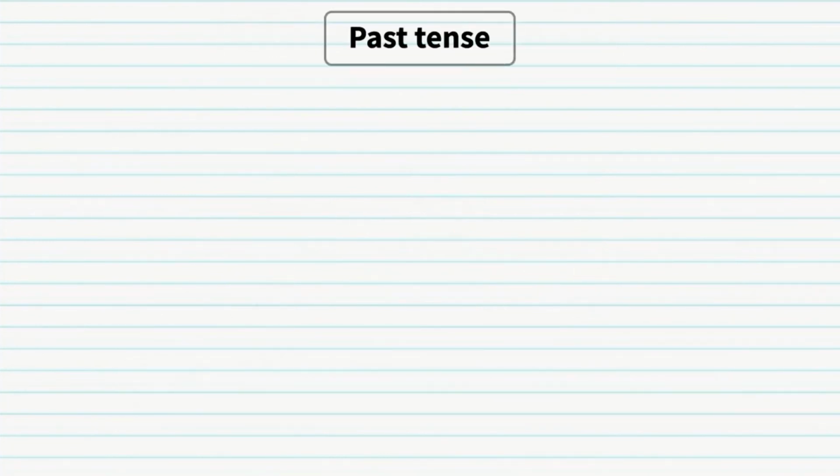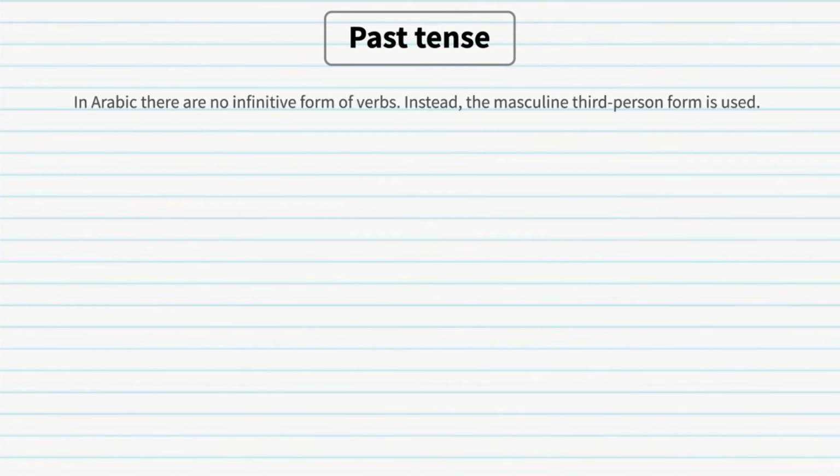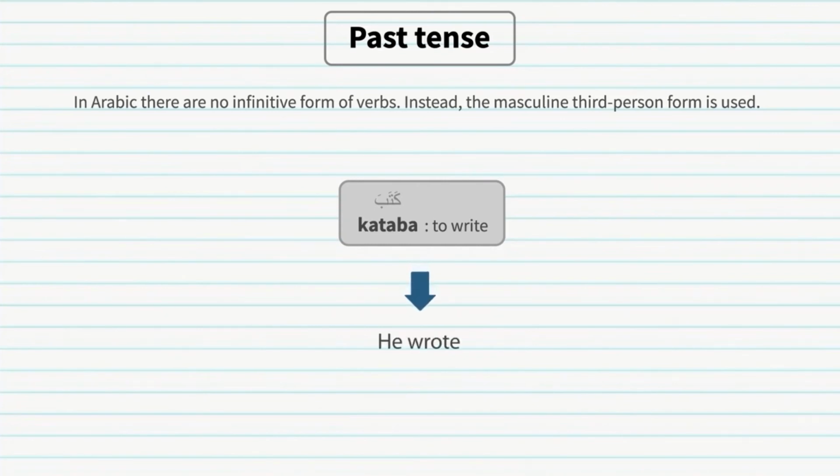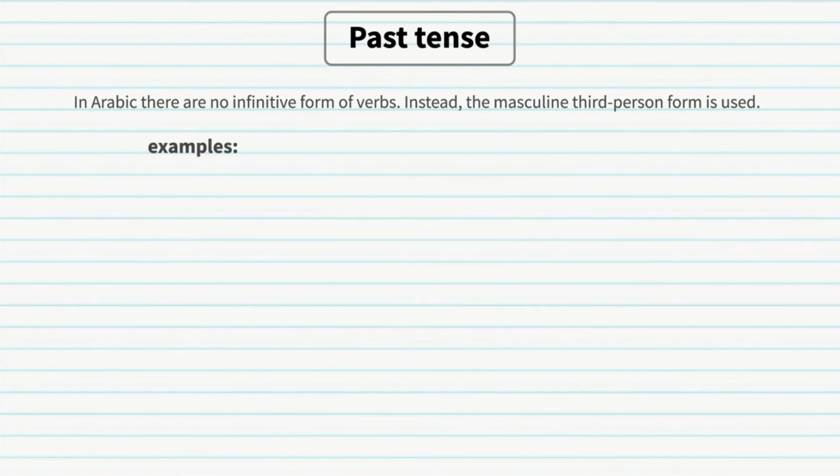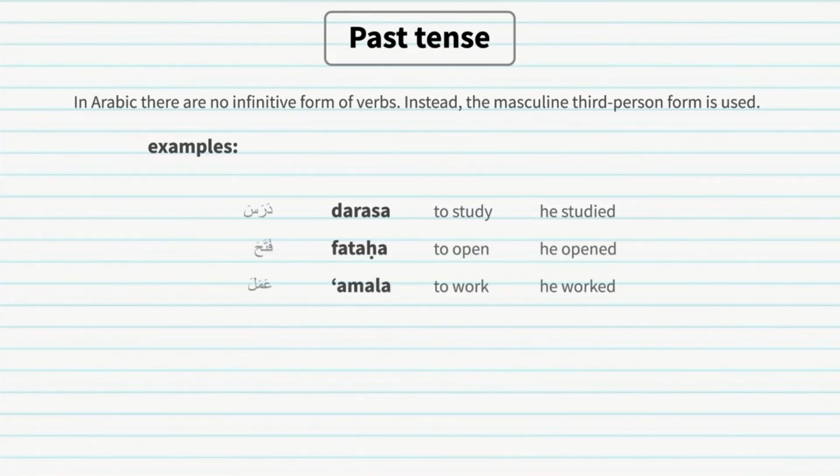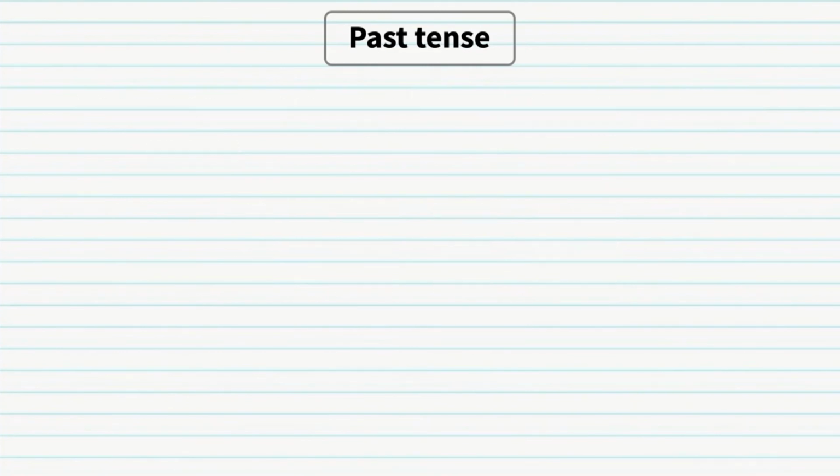Verb tenses. Past tense. Al-Madi. In Arabic, there are no infinitive verbs. Instead, the masculine third-person form is used. For example, when you say kataba, to write, it actually means he wrote. So verbs in infinitive form are actually in masculine third-person form. Examples: darasa, fataha, amala.